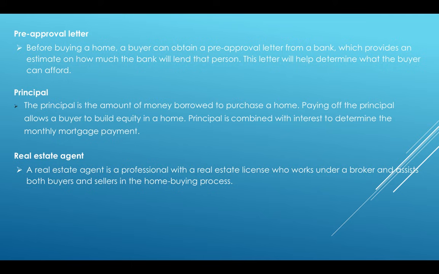Real estate agent is a professional with a real estate license who works under a broker and assists both buyers and sellers in the home buying process. So, self-explanatory again. A real estate agent is someone that has a license. This license might also be revoked if you did not follow the rules. They have certain rules that if you get reported, same with other licenses, you would get your license revoked or it's going to be invalid.